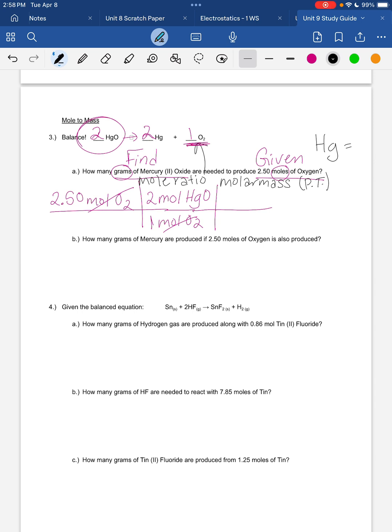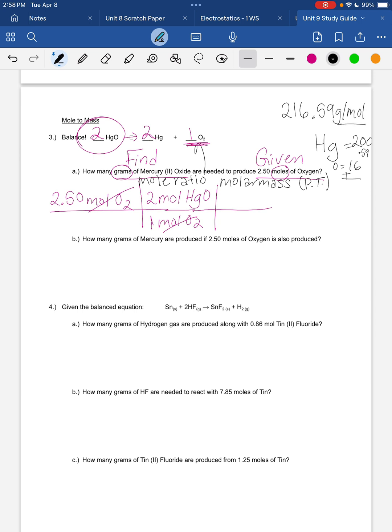is 200.59. And then oxygen has a mass of 16. You only have one of each, so you just need to go ahead and add those things together. Okay, you are going to end up with a molar mass of 216.59 grams per mole of mercury oxide.